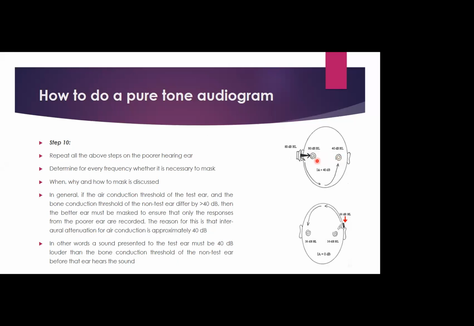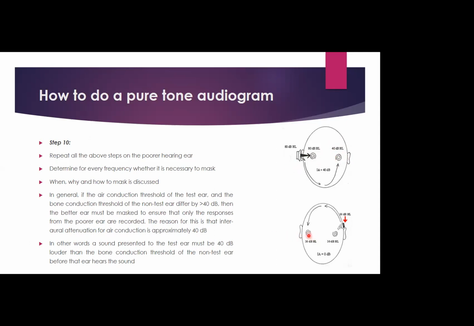And this attenuation, called the interaural attenuation, is around 40 decibels for air conduction. So if we present an 80 dB sound in one ear and suppose the threshold is 20 decibels in the other ear, 80 minus 40 is 40 decibels, which will be heard in the other ear. So there is a need of providing masking in the other ear.